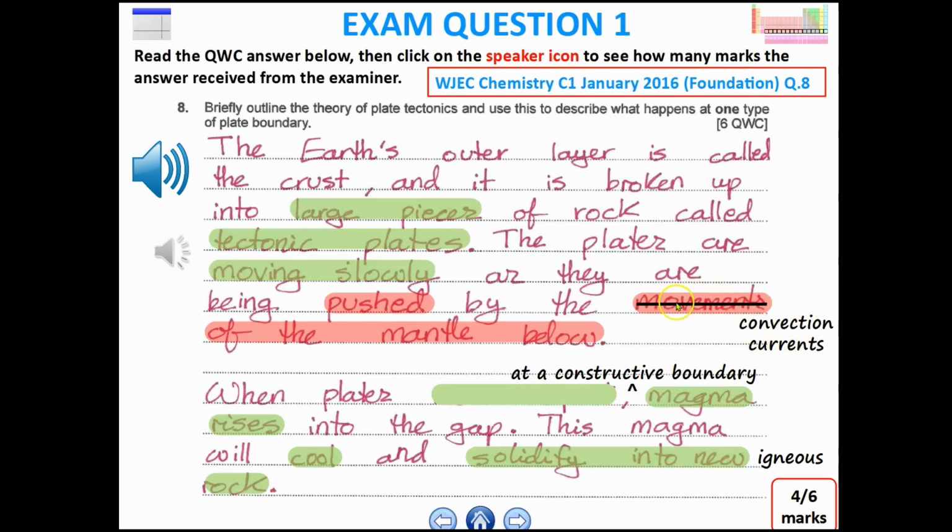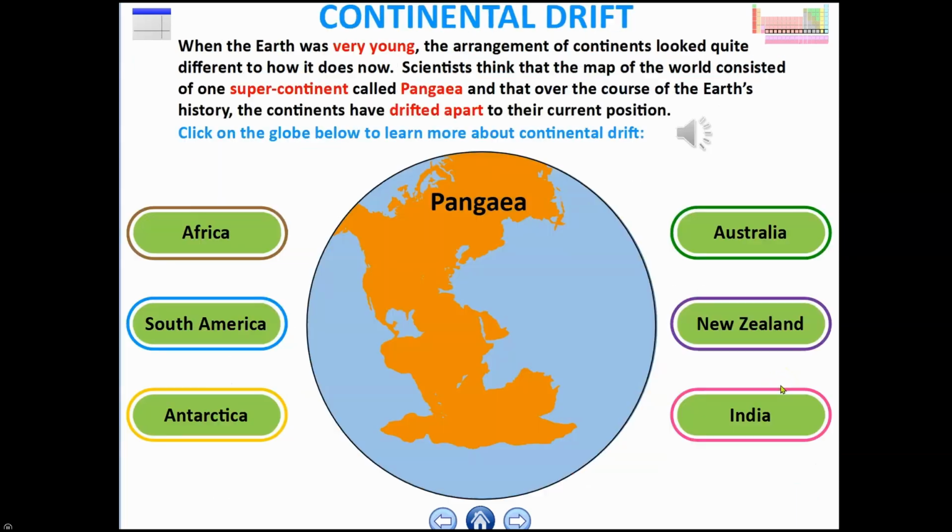So convection currents was needed instead of the movements of the mantle below. The convection currents are the critical thing that is needed. They're being moved by the convection currents of the mantle below. When the plates at a constructive boundary move apart, magma rises into the gap, this magma will cool and solidify into new igneous rock. Critical that you put the word igneous, that's what they're looking for. So keywords: constructive plate boundary, convection currents, igneous. Make sure you're getting those words. If any of those words are not really clear to you at the moment, go back and watch the rest, because we're going to push on now and look at the next objective.